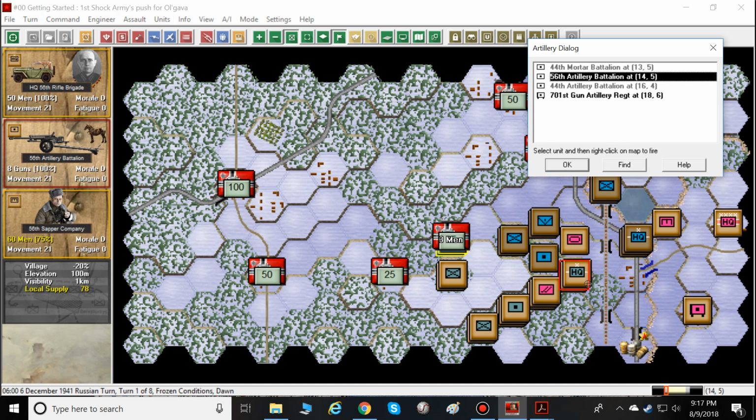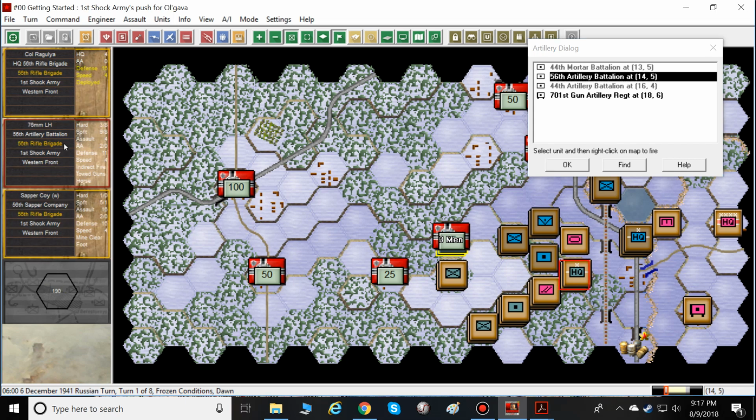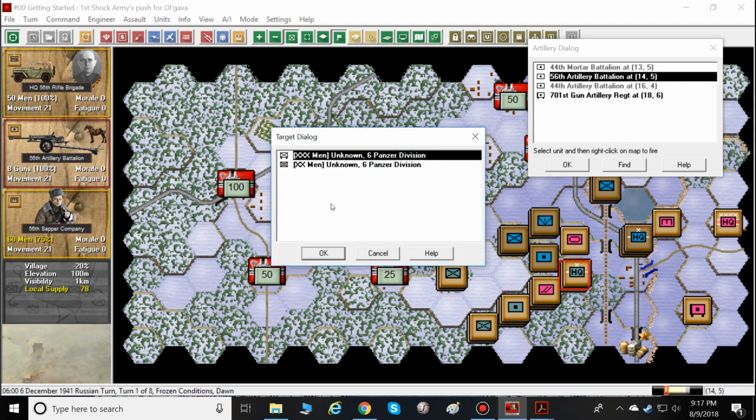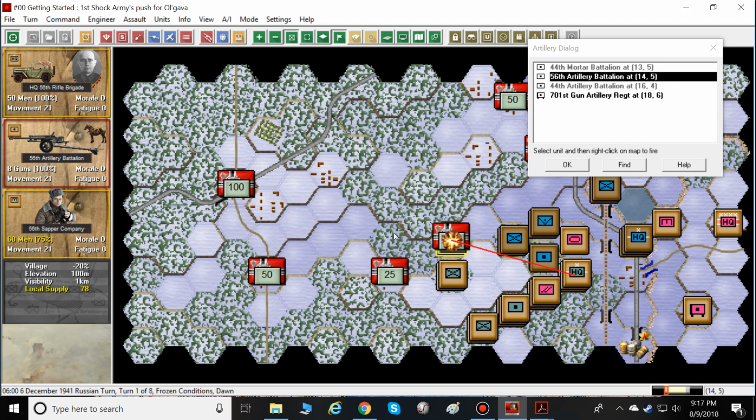So we're going to use the same thing. We're going to find out. It has a range of 8 hexes, soft value of 9. Let's go ahead and do some more attacking here. We want to try and disrupt that unit or cause it to have some severe penalties.